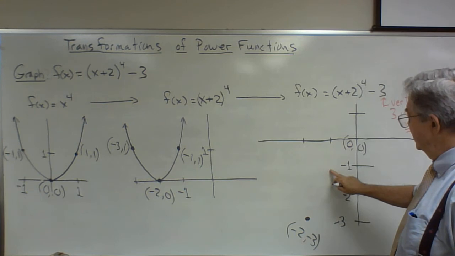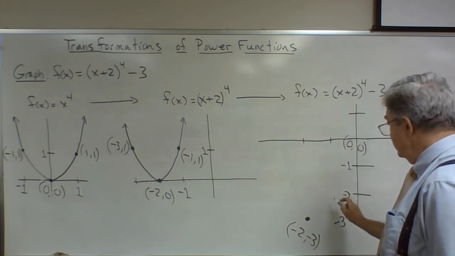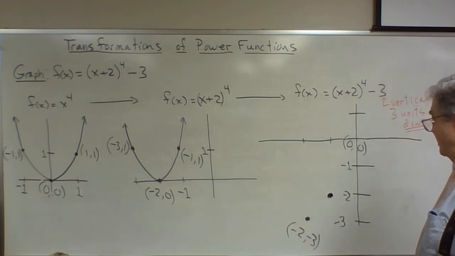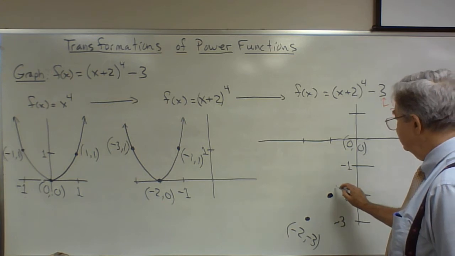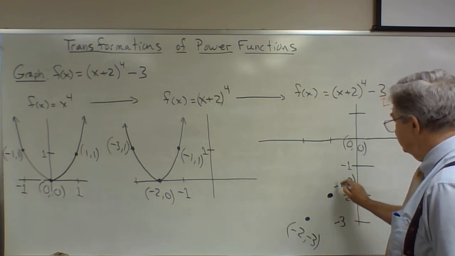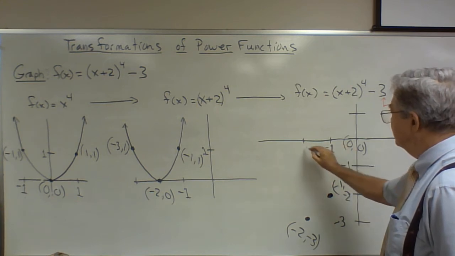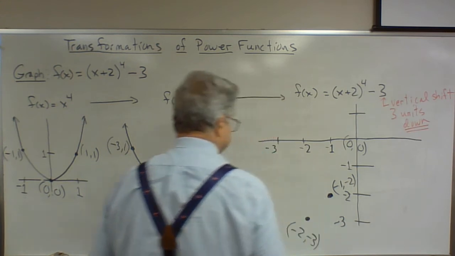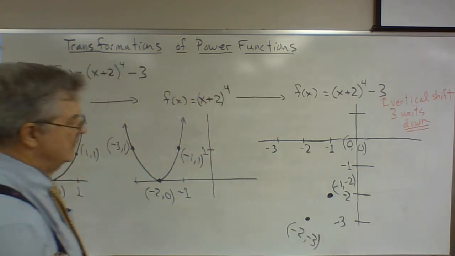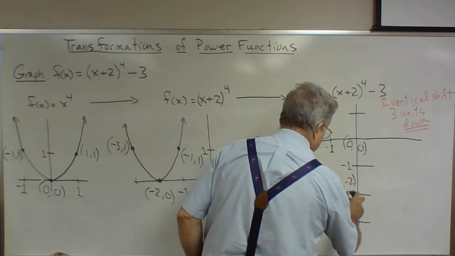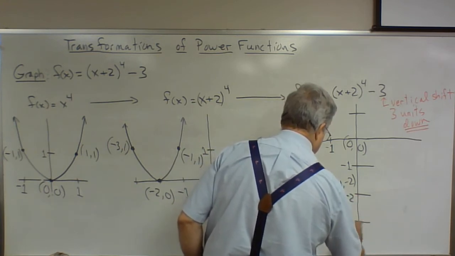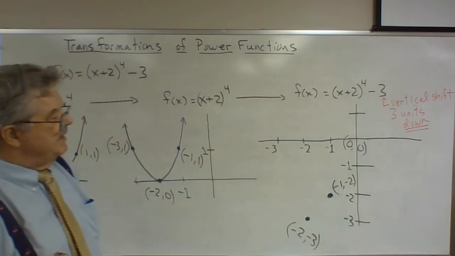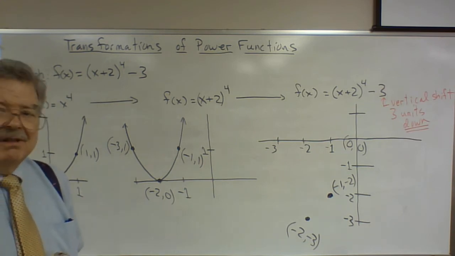Go down 1 unit, go down 2 units, go down 3 units. And there we have the corresponding point on this graph. And that's going to be x equal -1, y equal -2. Forgive me, I'm just trying to reduce some of the clutter in this graph.